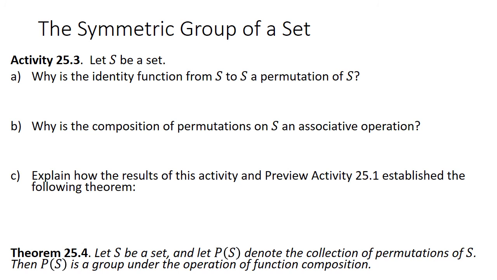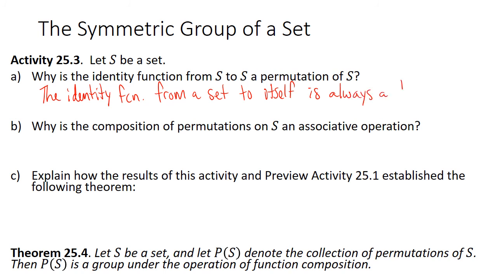Okay, so let's go over the answers here. So the identity function from S to S is a permutation of S. The identity function from a set to itself is always a bijection. I think that should be pretty clear, right? Different inputs always give you a different output, and you'll reach every possible element in the codomain because it'll be identical to some element in the domain if you're going from a set to itself. Okay, so that will be a bijection. So that means it's a permutation.